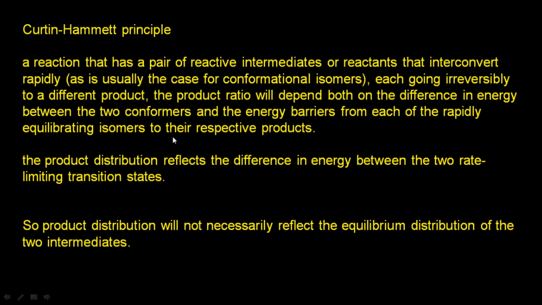Okay. So, if I have a particular ratio, it is not that I will get the same ratio in the product, but it will also depend on the difference in energy between the two transition states. So, the product distribution will not necessarily reflect the equilibrium distribution of the two intermediates, remember that. So, two conformers interconvert rapidly, there is a very small difference in their energy, and then they go into product irreversibly. Because they can interconvert rapidly in equilibrium, the product distribution will be based on the difference in energy between the two rate limiting transition states. Okay.